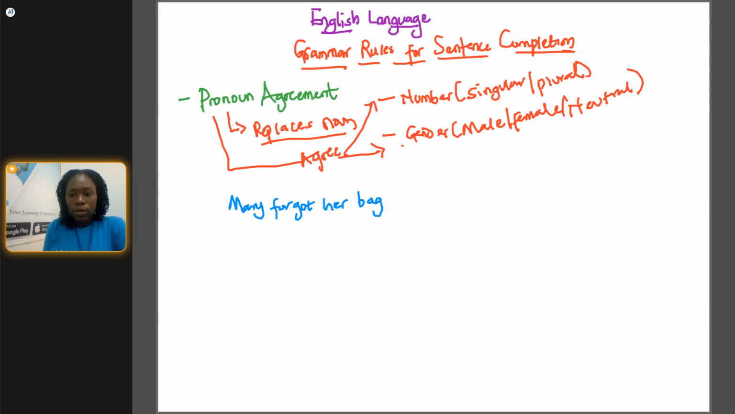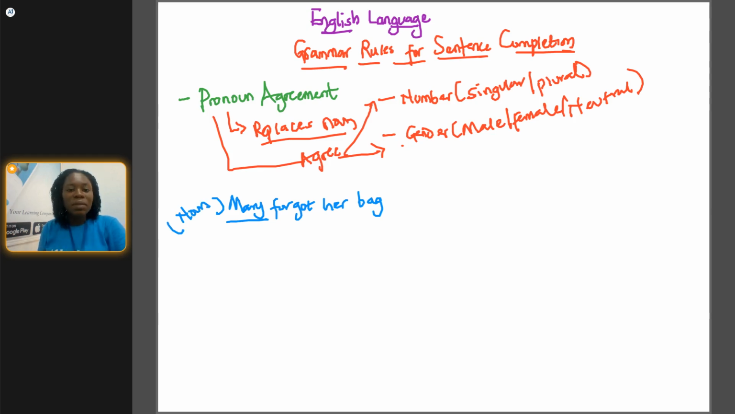Mary forgot a bag. All right. We're talking about pronoun agreement here. Now we have a noun here, and we know that nouns are names. So this is a name for someone, this is a name of somebody. All right. So here is our noun.